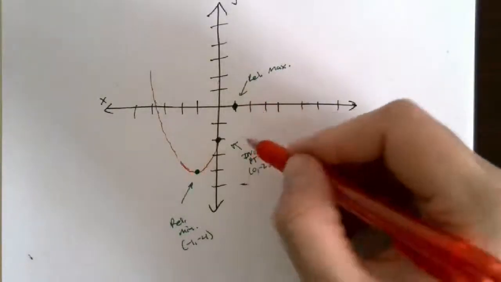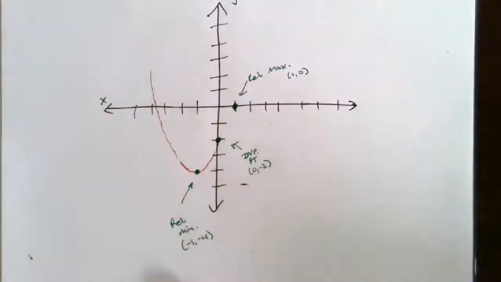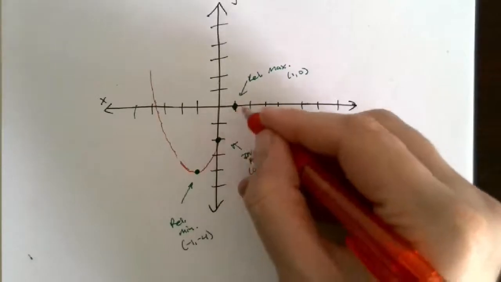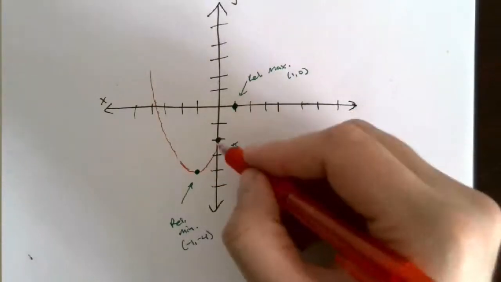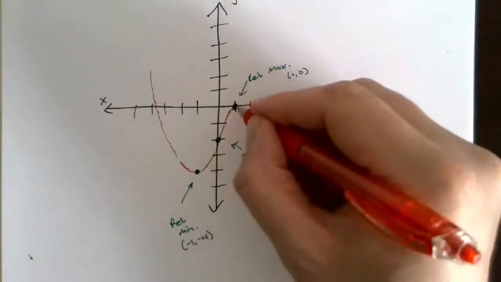The relative max here, right? This relative max was at the point 1, 0, just to be complete. You're going to go up to it and then come down. That's what makes it a max. You can't go up past it. The idea behind a max is that you're going to go up to it and then come back down.